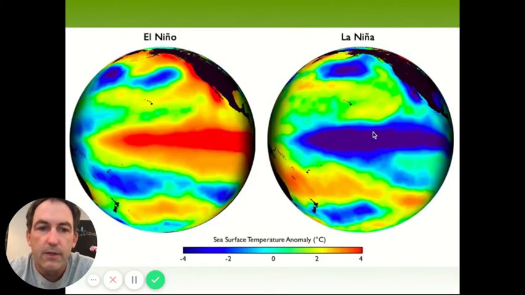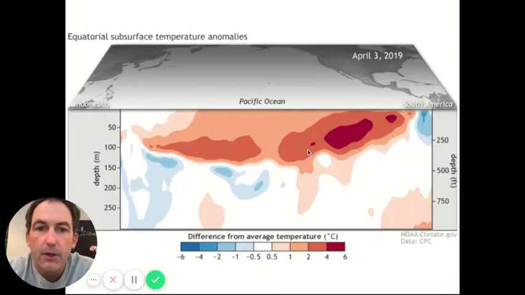La Nina, you can see, is the other side of the oscillation. So if this is warmer than average surface water in the ocean, La Nina is colder than average water in the Eastern Pacific. And you can look at that.